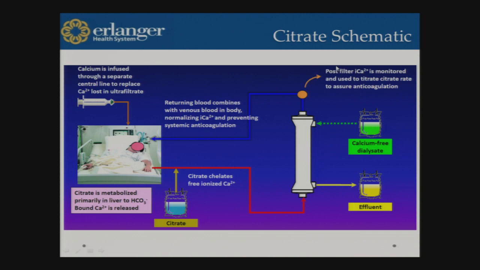The other thing I want to point out here is we're going to talk about patient ionized calciums and blue port ionized calciums, or the circuit ionized calcium. So there's a port at the end, where the blood comes right out of the filter, and this is going to tell us the calcium level of that blood coming out, okay? So essentially, it's going to tell us how anticoagulated the blood is within this circuit, okay?